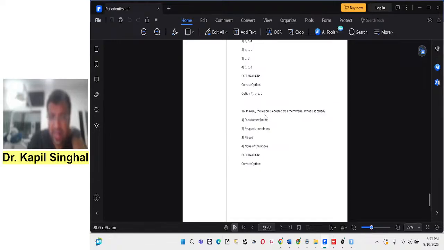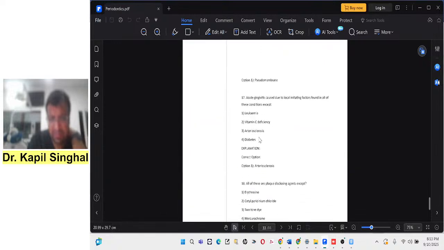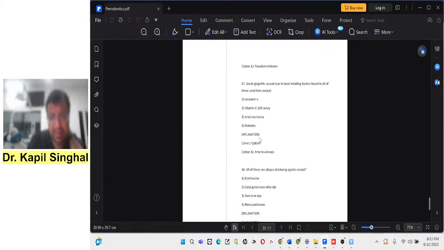The next question is NUG. The membrane that is formed is a pseudomembrane. Simple question. Next question: acute gingivitis due to local irritating factors is found in all of these conditions except. In leukemia, gingivitis is seen. In vitamin C deficiency, gingivitis is seen. Atherosclerosis has no relation. Diabetes also shows gingival inflammation. So the answer here would be 3, atherosclerosis.